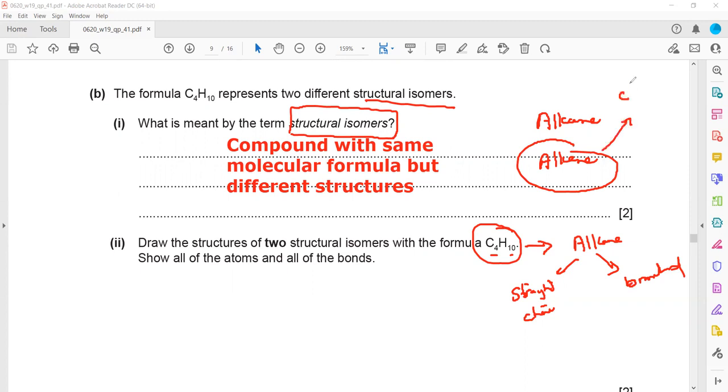We can change the position of a double bond, we can make a cyclic alkane, or we can make a branched one. But as I advise, try to either change the position of the double bond or make a cyclic one, because sometimes you have to name the structures as well, so it will be difficult to name a branched alkene. So here we have to draw structures and show all the bonds. So first, 4 carbon atoms in a straight chain.